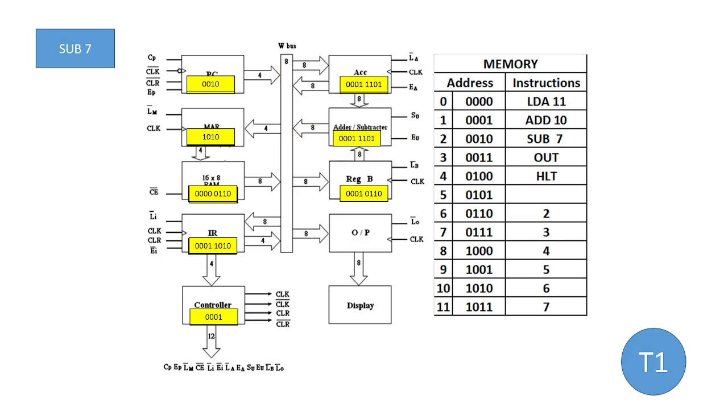Now going to the next instruction, which is sub 7. Sub means subtraction, and the 7 here is a memory address that we are going to fetch later on. So the program counter is already 0010, and at T1 we activate the EP and the LM pin. That means that the content of our program counter will be sent to the W bus, and then it will be accepted to our MAR. So ayan na, it has changed.